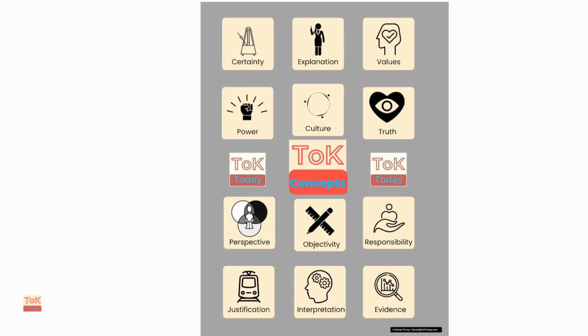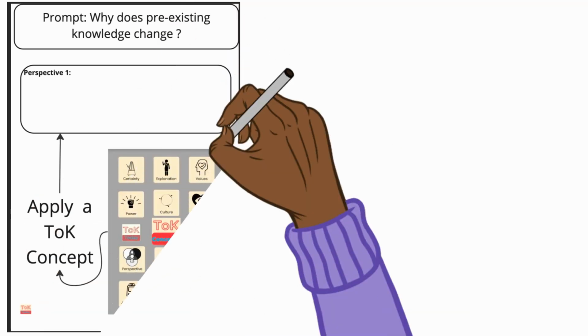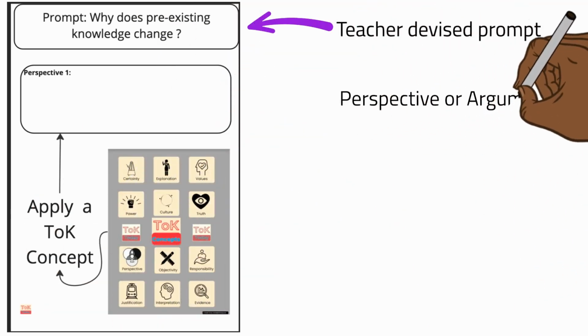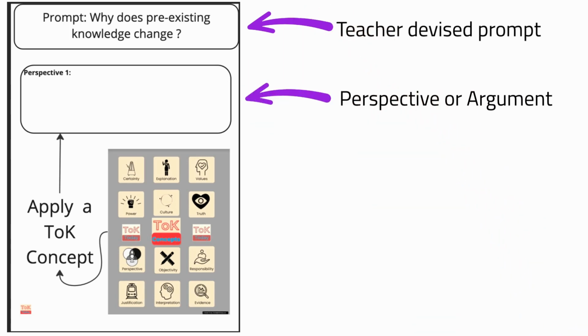Now, let's get into the lesson process. So, I've written my own prompt, the same prompt as I used in the last video. Why does pre-existing knowledge change? You, of course, can write your own prompt or use one of the IB prompts. Obviously, in the real exhibition, the students must use one of the prompts given by IB.